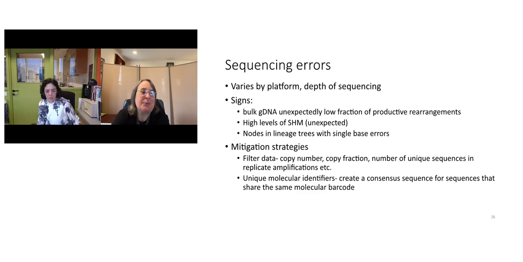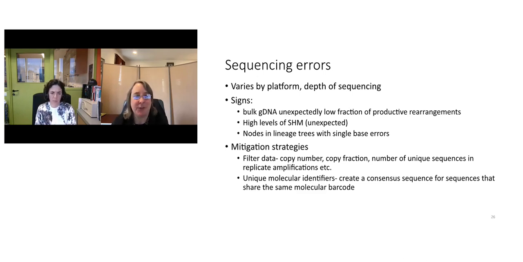Sequencing error is another big one, right? So sequencing errors vary a lot by platform. They also vary critically by the depth of sequencing. So if you take a few clones or a few B cells and you sequence each one 10,000 times, of course, you're going to get far more error than if you only sequence a cell once, right?